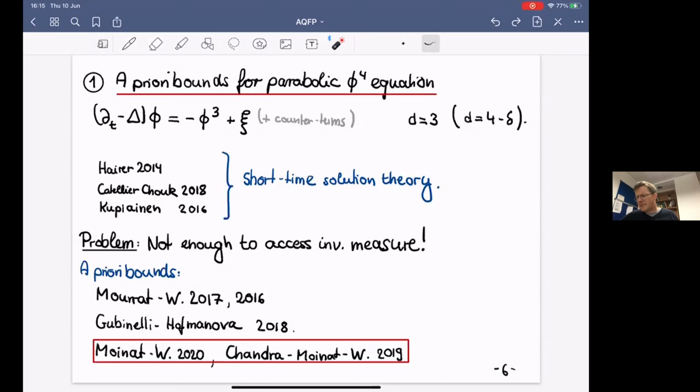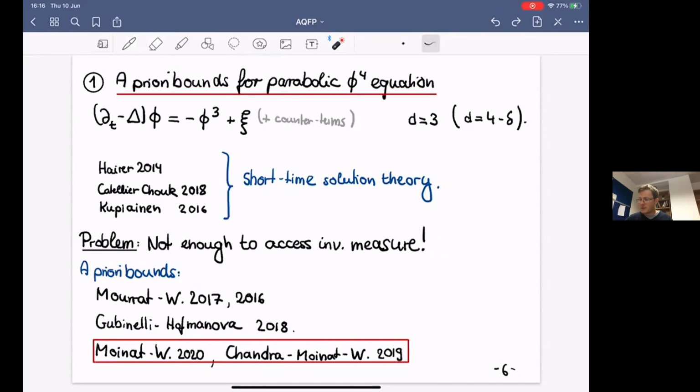And that is, in a sense, not really enough for what one wants to do, because if you think of one of the main motivations why one would want to run such a Langevin dynamic, it is, of course, to let it run for a long time and get samples from the invariant measure on a computer, for example. And then a short time existence result is really not enough.